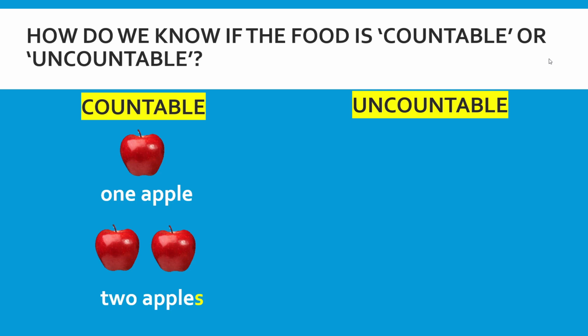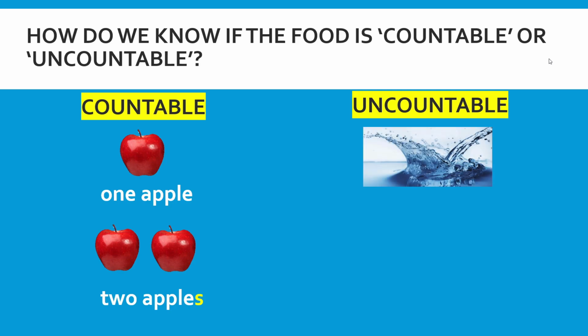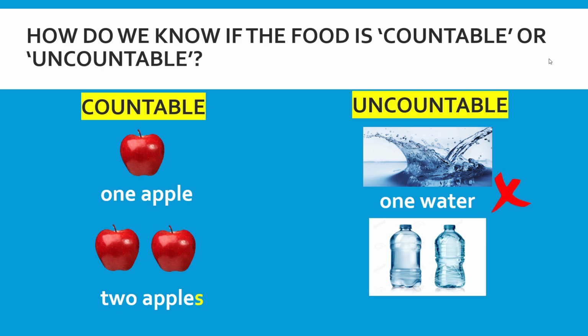How about uncountable then? Uncountable, say, if you look at this water, can you even count the water? Can you say 1 water, 2 water, 3 waters? No, you can't add s at the back of water because it's uncountable. Unless you put the water into bottles. Bottles can be counted, right? So it becomes 2 bottles of water. Only then you can make it as countable, because bottle itself, it can be counted in terms of quantity.